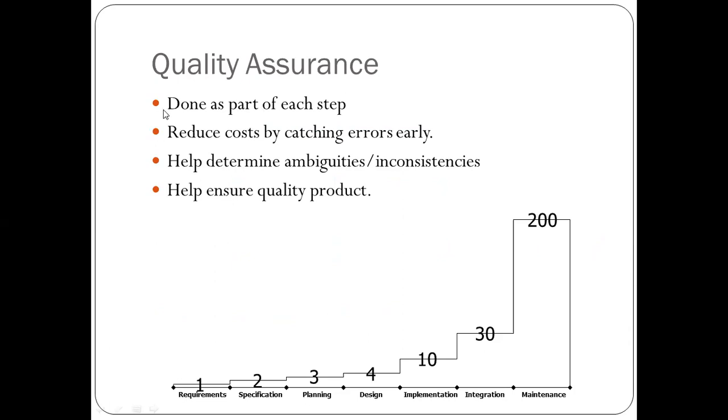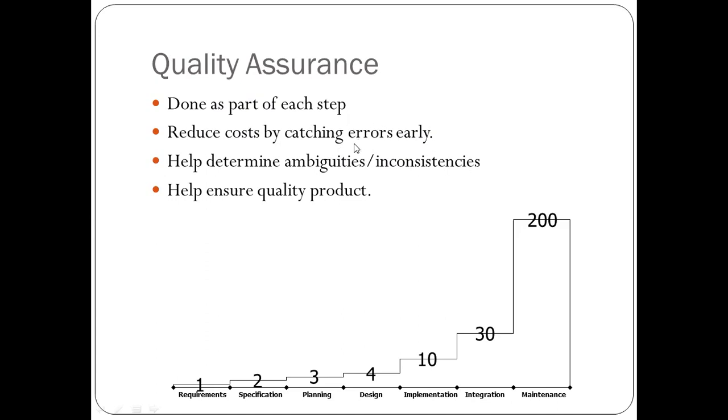Now, quality assurance done as part of each step reduces cost by catching errors early. So the cost will be reduced as per the debugging of programs. If we are able to remove or debug those errors, then it may reduce the cost also, and we can maintain the quality. And how will we assure the quality? It must be error free.